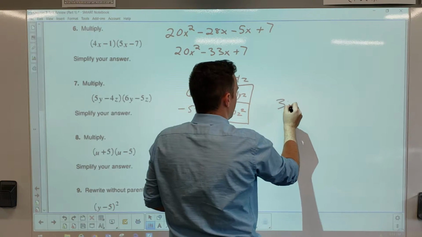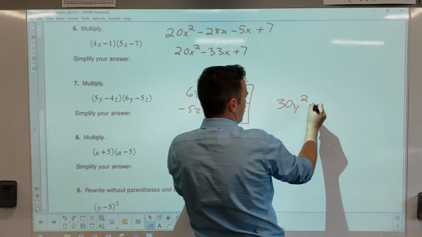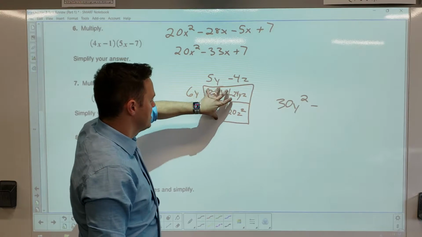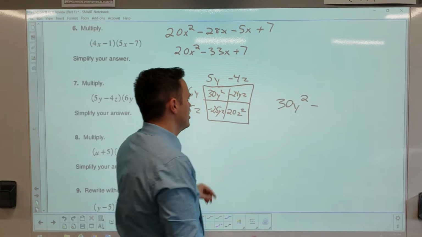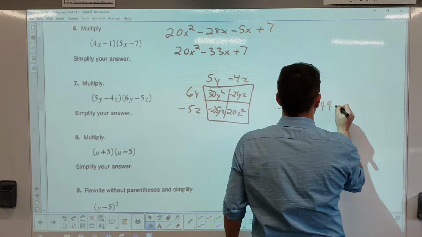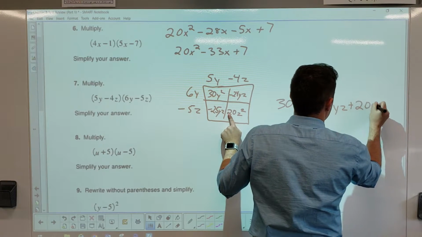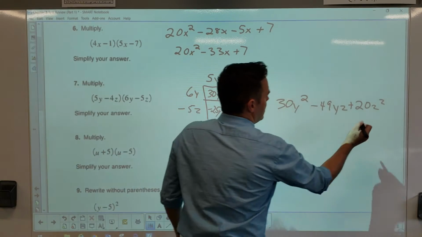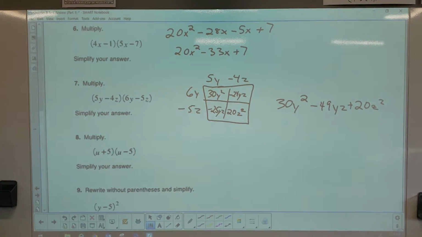So my answer is going to be 30y squared. Minus and minus is still going to be minus when you're adding them together. Remember, outside is multiplying, in here, once you're inside this box, you're adding everything. So this is going to be 49yz, and then it's going to be plus 20z squared, okay? Sorry, my z's do look like a little 2. It's a z. All right, there's your setup. Okay, if you have any questions, please make sure you see me before the test.